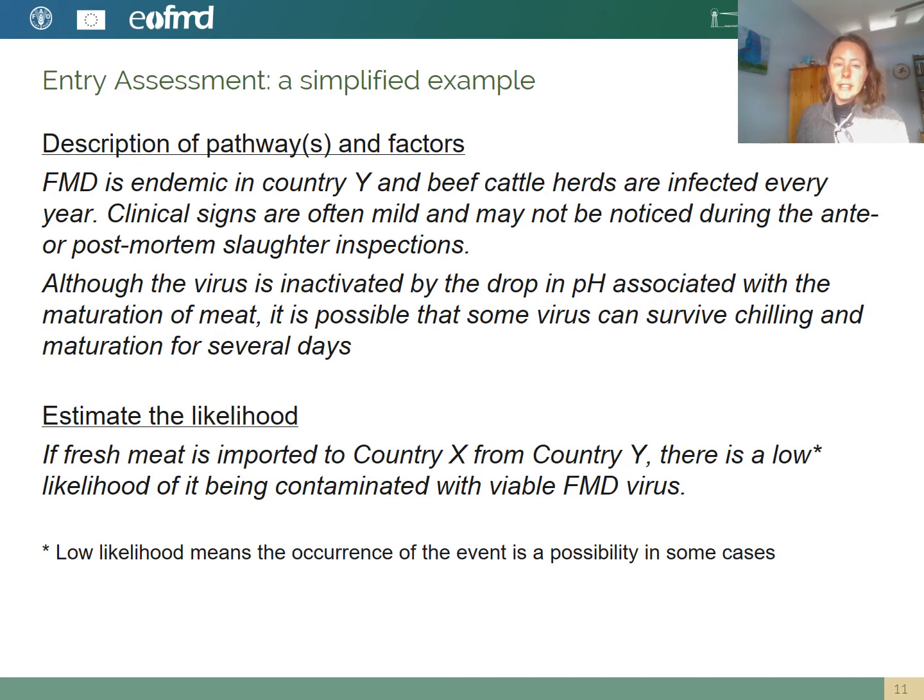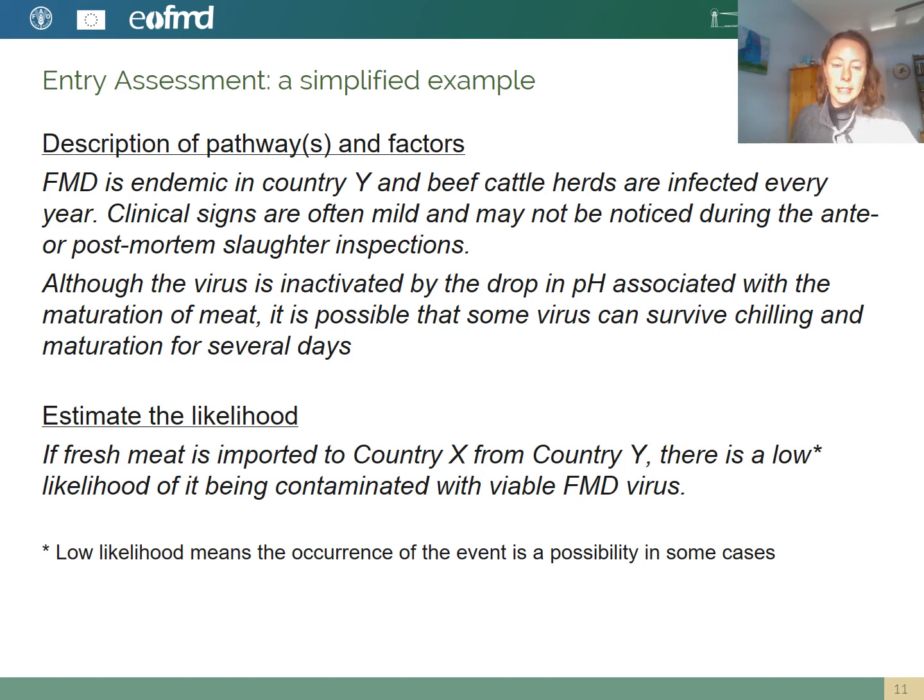So as a simplified example, your entry assessment might look like this. You start with a description of the pathway and factors, saying that foot-and-mouth disease is endemic in country Y and beef cattle herds are infected every year. Clinical signs are often mild and may not be noticed during the ante or post-mortem slaughter inspections. Although the virus is inactivated by the drop in pH associated with the maturation of meat, it is possible that some virus can survive chilling and maturation for several days.